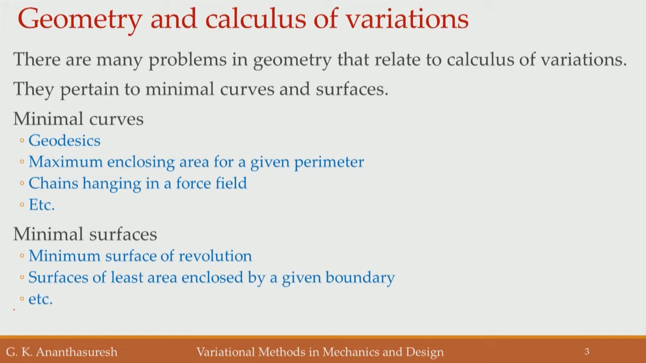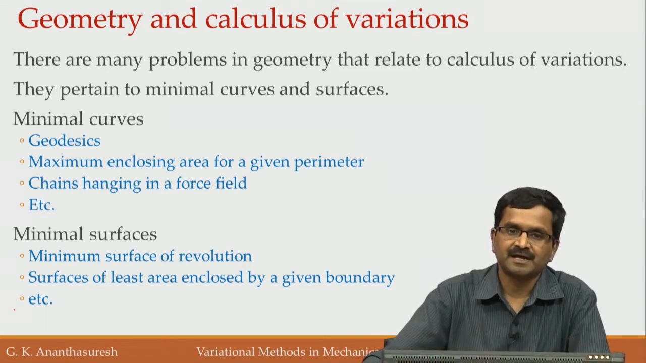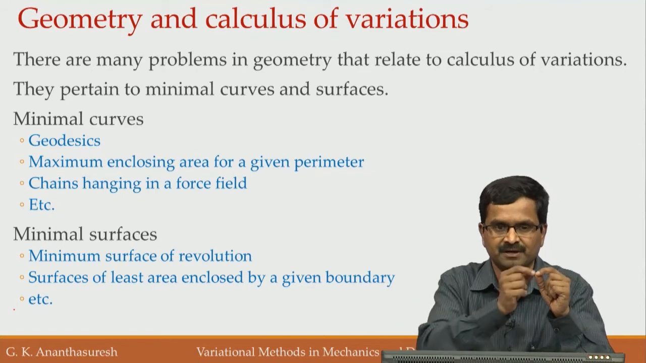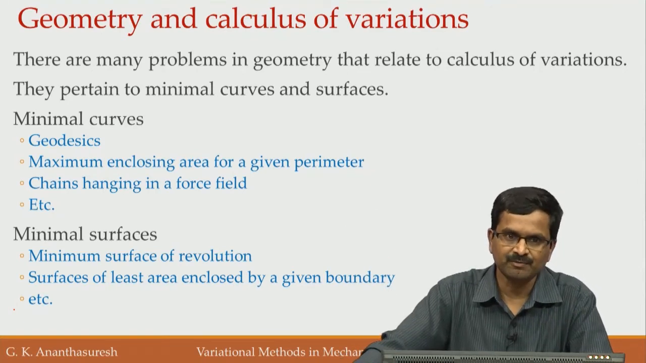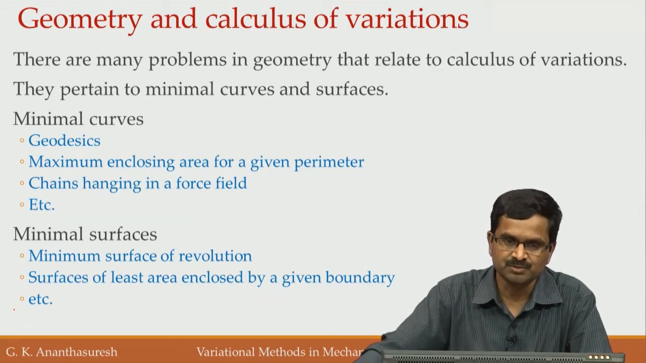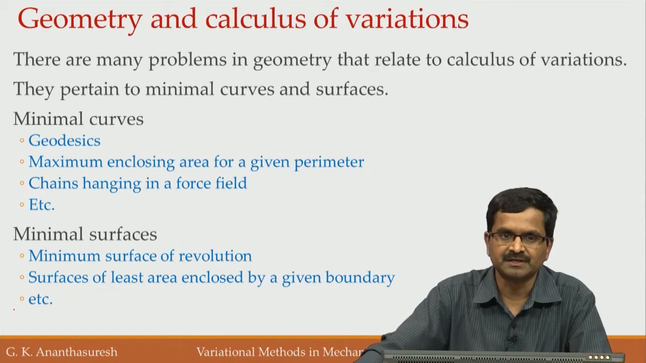So, in geometry there are a number of problems and all of them pertain to minimal or optimal curves and surfaces. In the case of minimal curves or optimal curves, we look at geodesics, something that we had talked about in the last lecture also, and the chain that hangs when you put it between 2 points under gravity, what shape does it take, that type of problems, and a number of problems where there are minimal surfaces such as what soap films do and a number of other things that we come across in geometry and mechanics.